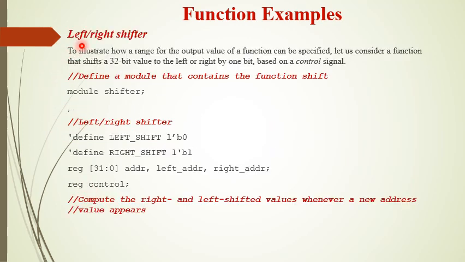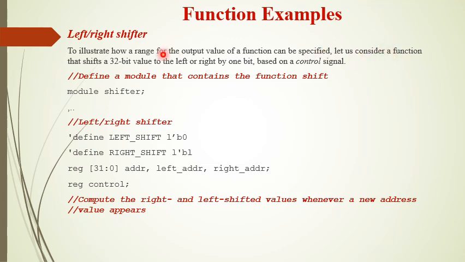We'll look into another example for function, that is right shifter. This function is to illustrate how a range for the output value of a function can be specified. Initially, for the previous example, parity generator, the function was returning only a 1 bit value. Now here we are going to demonstrate a function which is going to return a range, that is a vector type signal.